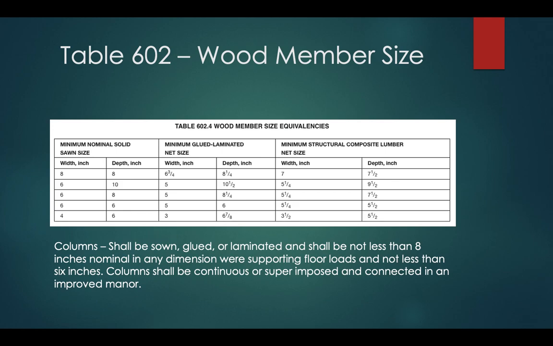Table 602 is wood member sizes. So columns shall be sawn, glued, or laminated and shall not be less than 8 inches nominal in any dimension when supporting floor loads, and not less than 6 inches. Columns shall be continuous or superimposed and connected in an approved manner.